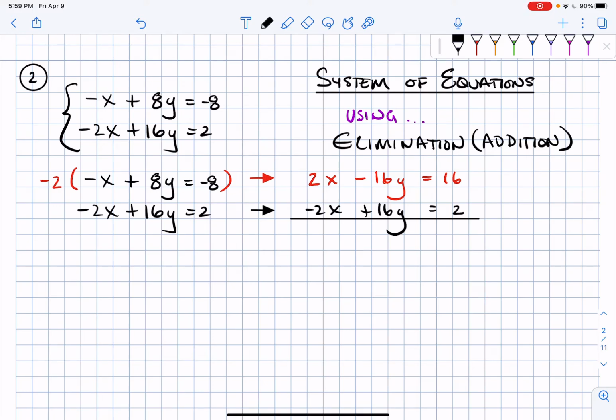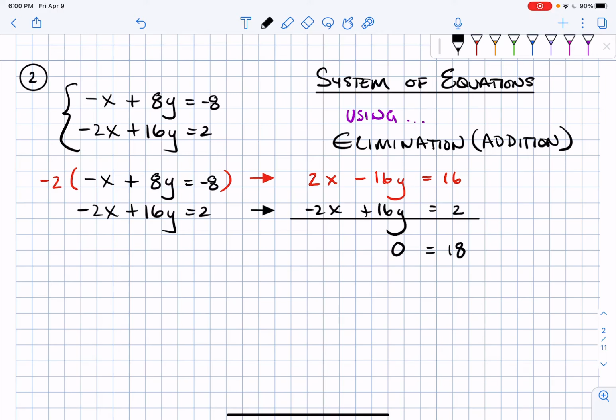Positive 2x minus 2x is 0. Interesting. Negative 16y plus 16y is also equal to 0. So the left side is going to be 0, and the right side is going to give me 18. Oh no, the x and y both disappeared on me.